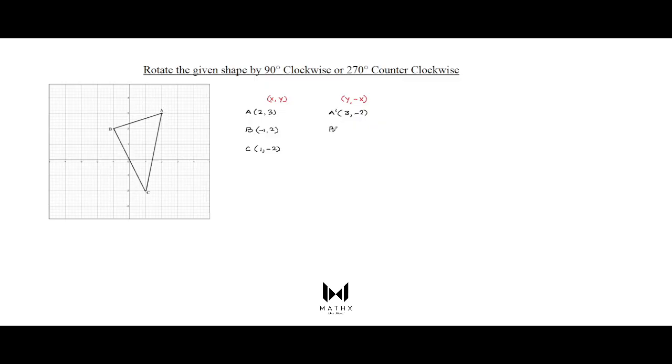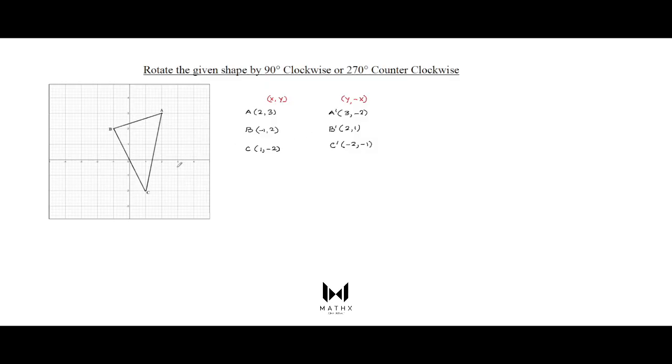Similarly for B, because the value of the y coordinate is 2, comma, and then negative of the -1 becomes 1. And for the coordinates of C dash, the y coordinate is -2, and 1 becomes -1 according to the rule. Now we shall plot all these points.